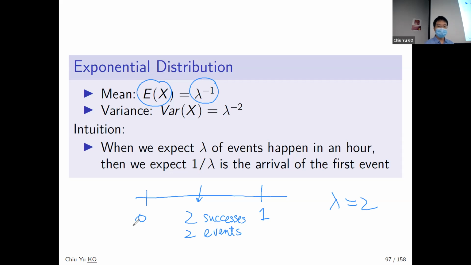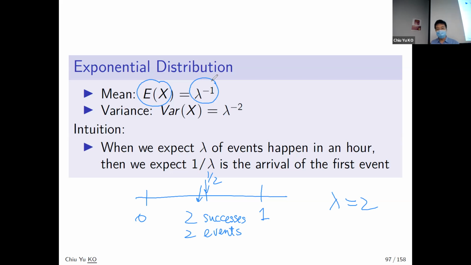You expect 2 to happen. So you expect half the time, 1/2 the time, you should get a first event, and the other half, you'll get the second event. So that's why 1 over lambda. Is that clear? So we expect, say, 2 events happen in an hour, so you should expect the first event comes in at 30 minutes. Suppose you expect 3 events in an hour. Then the first event will come out in 20 minutes. The second one, of course, 20 minutes again.